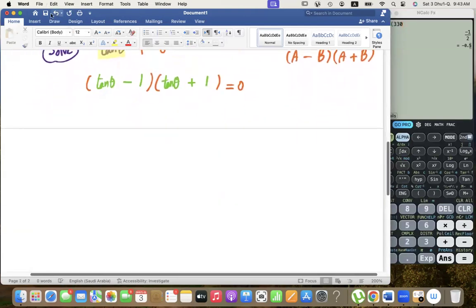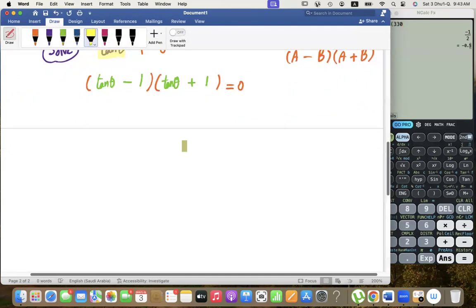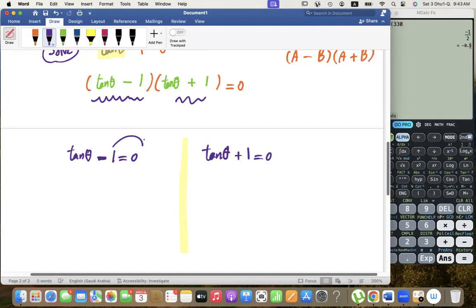So I have here two brackets multiplied by each other, so I can split the page. I will take the first part, which is tan theta minus 1 equals to 0. And here the other part, which is tan theta plus 1 equals to 0. Now let's transpose to the other side. So tan theta is equal to positive 1 because I have to change the sign. And here tan theta is equal to negative 1.